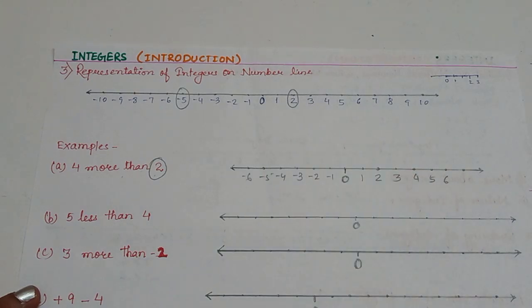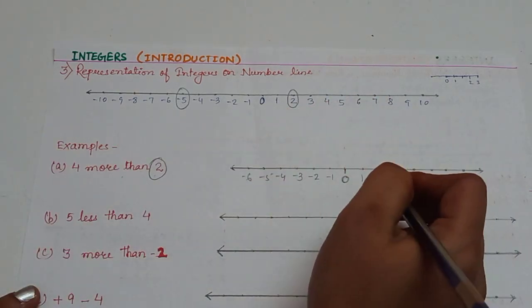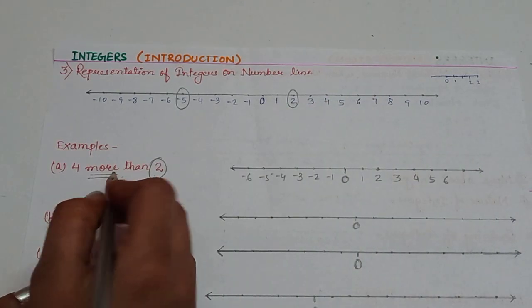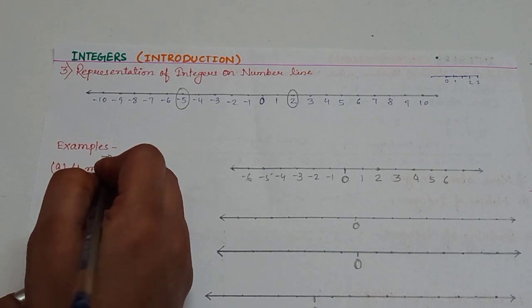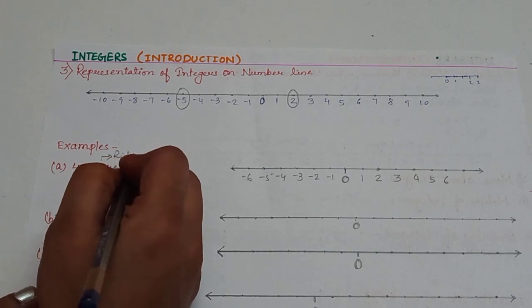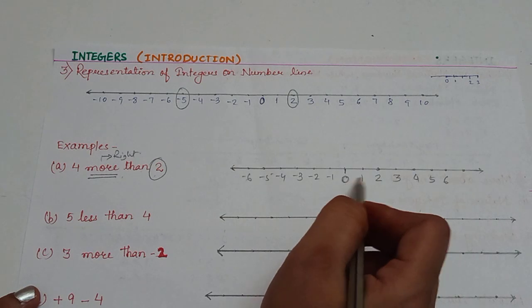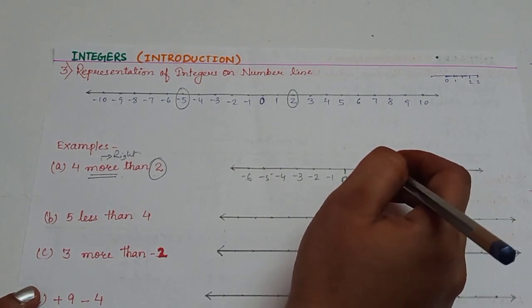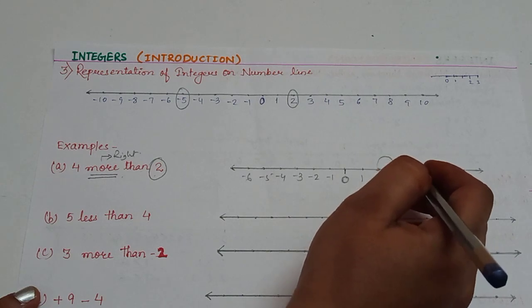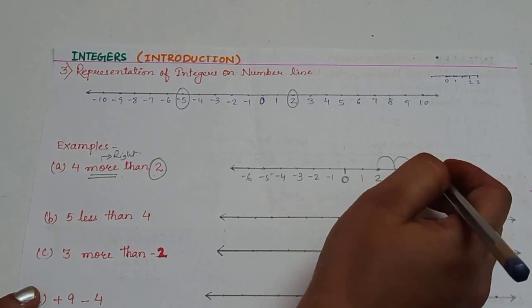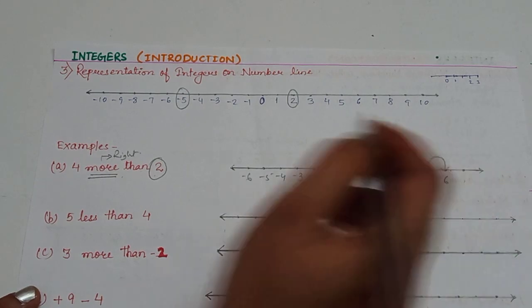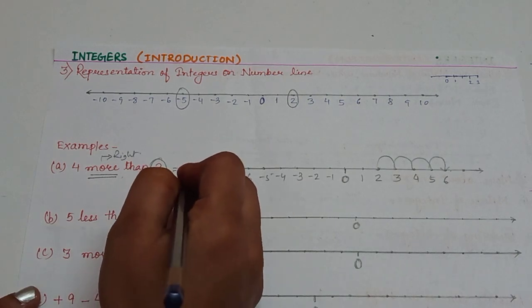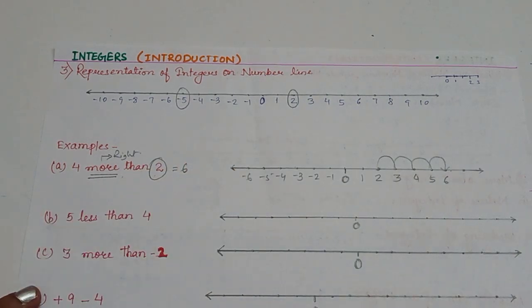4 more than 2 means we have to move more than 2. More means we have to go to the right. So first locate 2 here and move 4 steps. How many steps? 4. So 1, 2, 3 and this is 4. So finally where are we? We are at 6. So 6 is our answer.